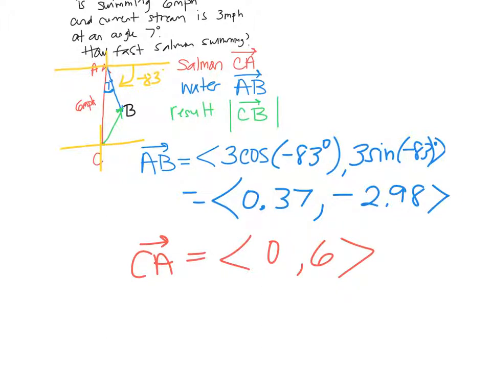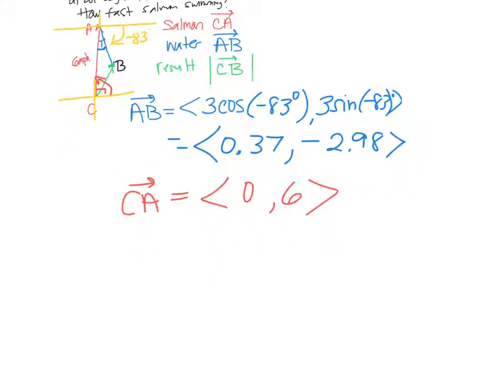Let's say you didn't realize that. You could have done 6 times the cosine of 90 degrees, which is 0, and then 6 times the sine of 90 degrees, because that's his directional angle, going straight up, which is 1, so you would have gotten 0, 6 anyway. But if you just look at the picture, you can skip some steps.